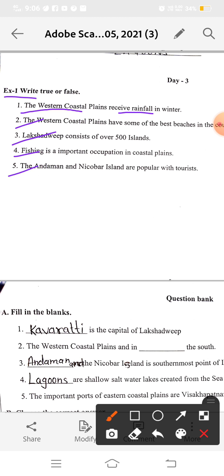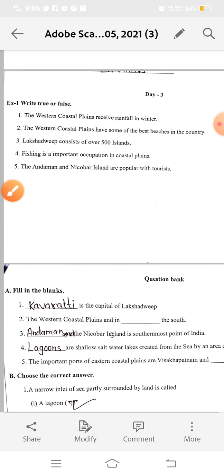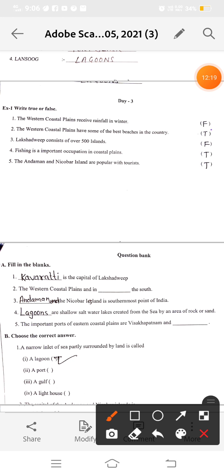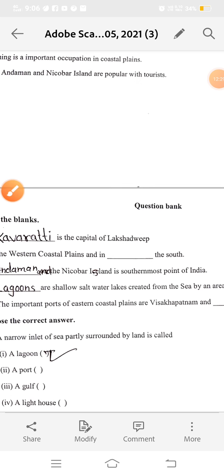The Andaman and Nicobar Islands are popular with tourists. Yes, this statement is true. So our first statement is false, the second is true, the third is also false, the fourth is true, and the fifth is true. Now we will do the question bank. Here is fill in the blanks in the question bank.